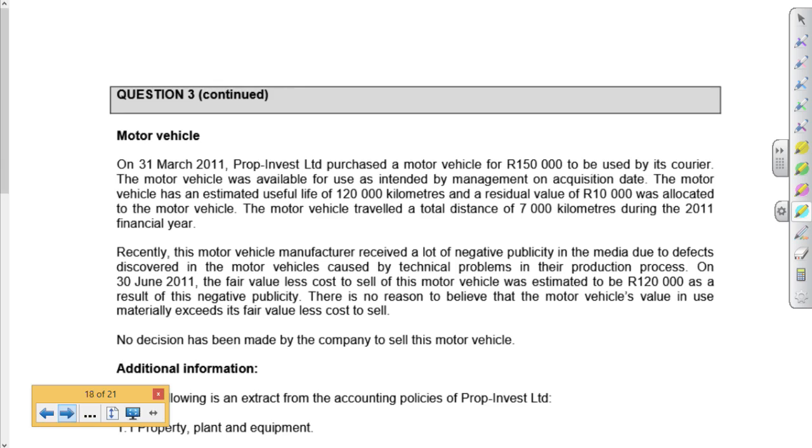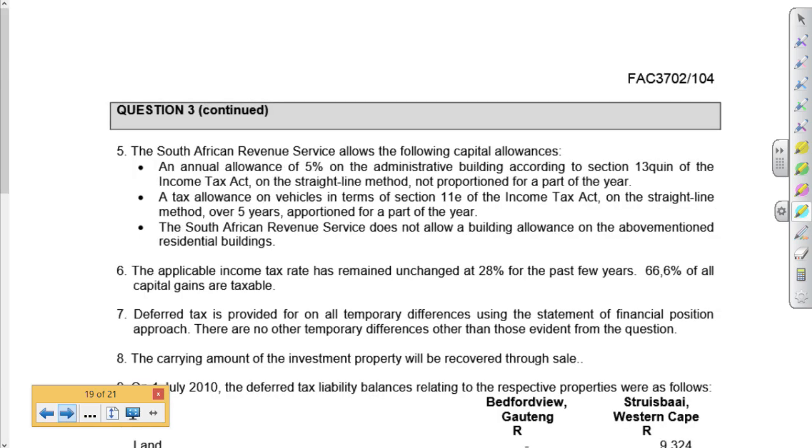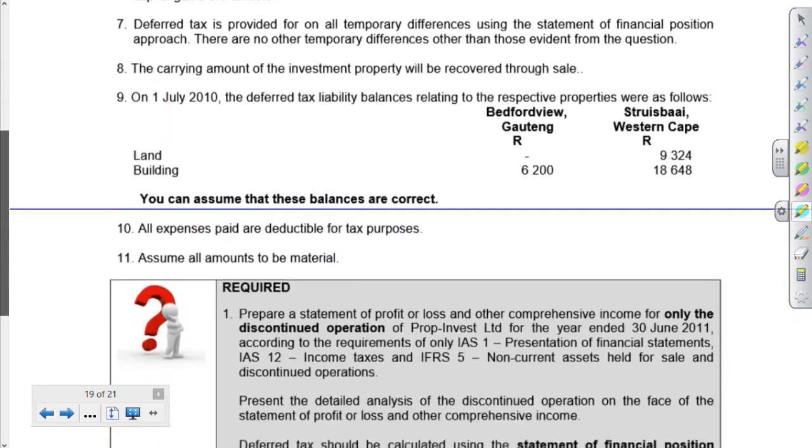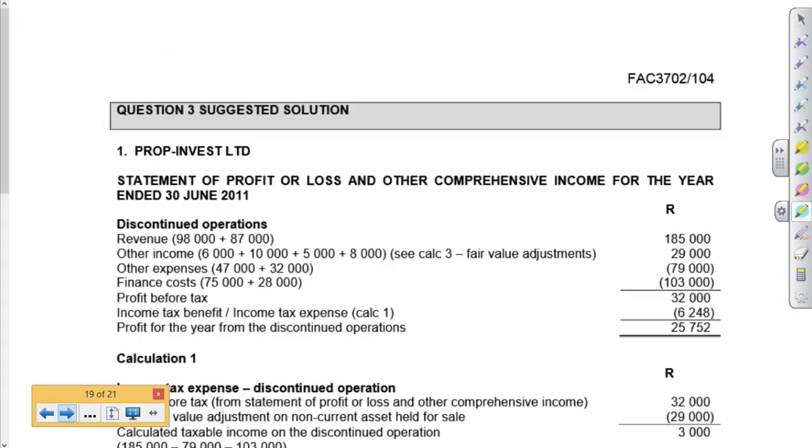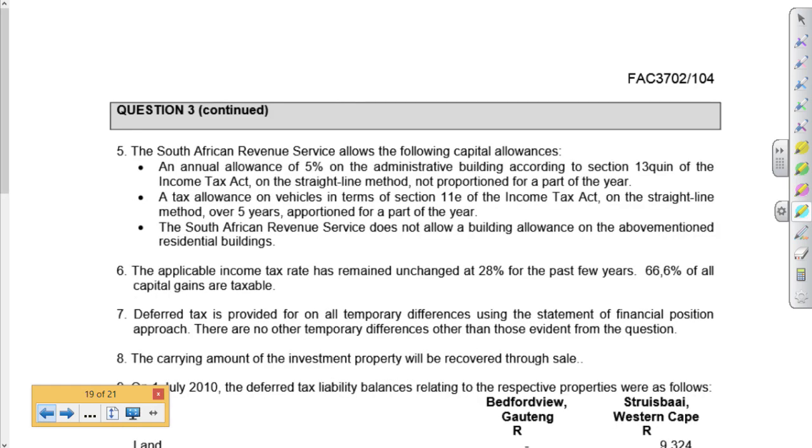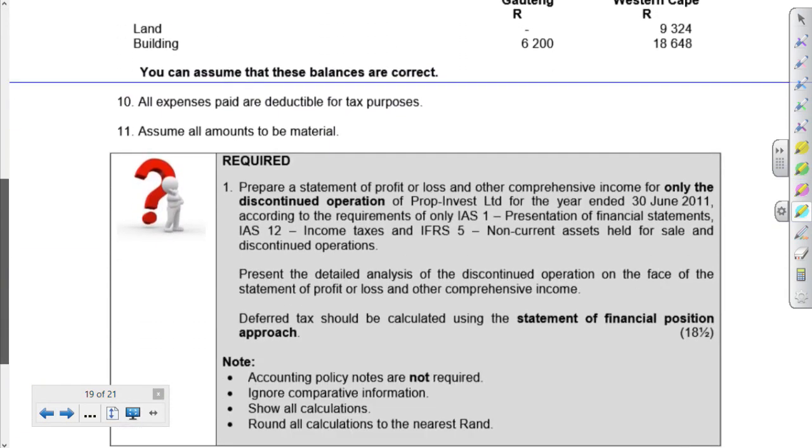If we look at the requireds, there's a whole lot of information. Here's the requireds. I think I only put the one required in. How many requireds do you have? 2. The first required is the required that I want you to do today. It's to prepare a statement of P&L only for the discontinued operation, according to IAS 1, IAS 12, and IFRS 5. Present the detailed analysis of the discontinued operation on the face of the P&L.